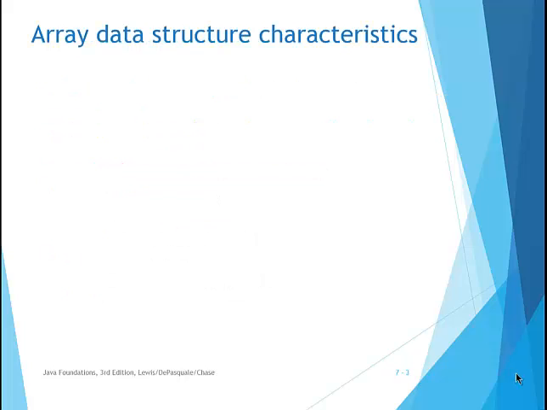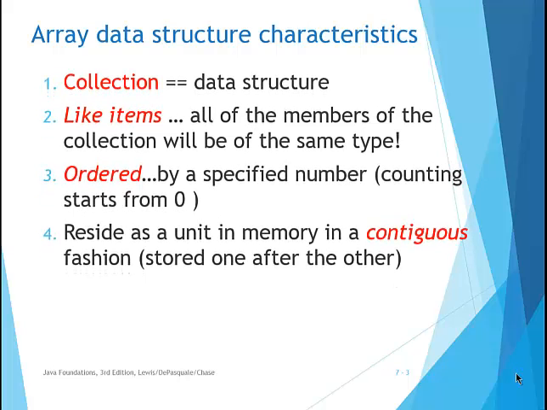The array data structure is a collection of indexed like items that is stored sequentially in memory. Let's take this definition apart. Here are the four important aspects of the array data structure, highlighted by the key concepts in the definition. First, it must be a collection.